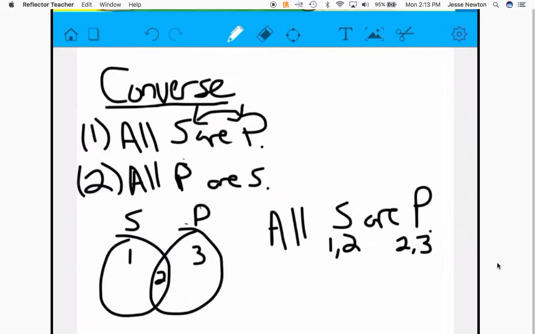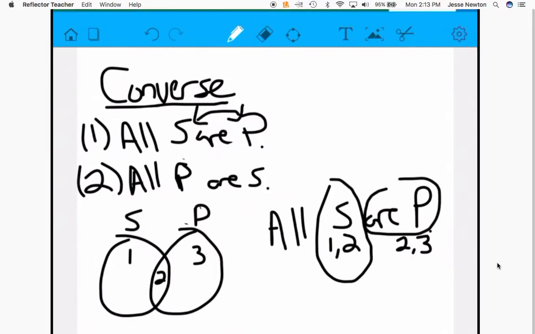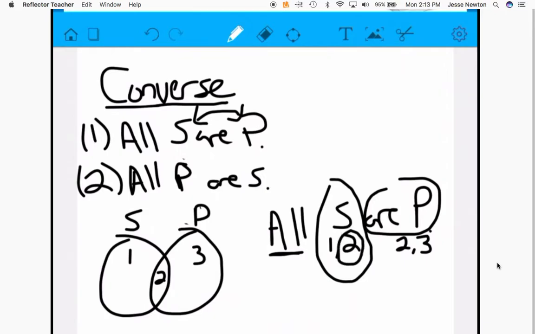So keep in mind, if you didn't know any of the rest of this, let's say all someone said was all S, you could only shade in 1 or 2. Now you know you're going to be shading because you have all. Remember, whenever you see all or no, think shade. If you see some not, think X. But you're only going to be shading in region 1 or 2 here. And you're told that all S are P. Well, what you do is you look at the region where they overlap. And they overlap in 2.